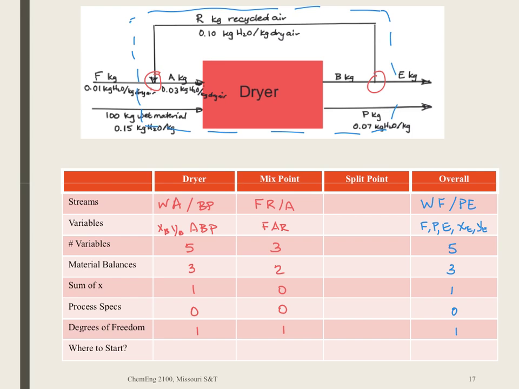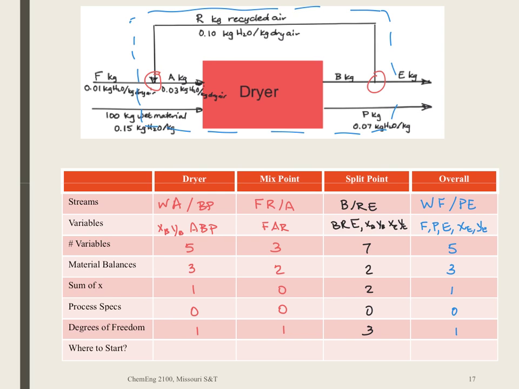So let's look at the split point. Now if you just blindly start in on the split point, then I have stream B enters and streams R and E leave. Okay, my unknowns, of course, all of those flow rates and the compositions of stream B and stream E. So this looks like I have 1, 2, 3, 4, 5, 6, 7 variables. I only have 2 components involved here, air and water. I get 2 sum of X equations, no process specs, and I have a degree of freedom of 3.